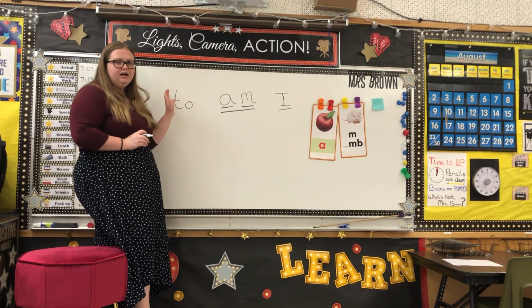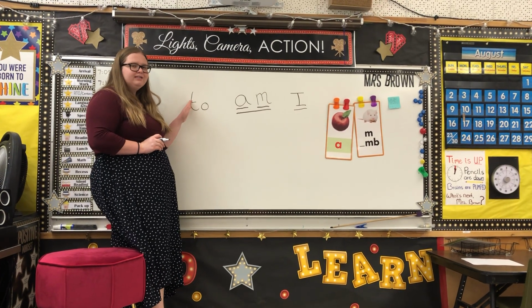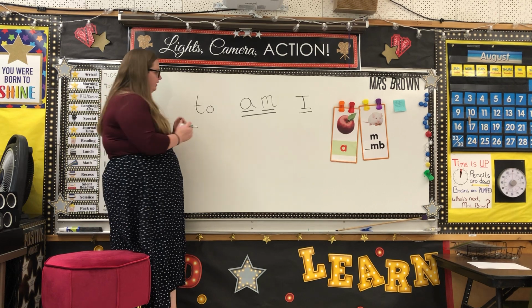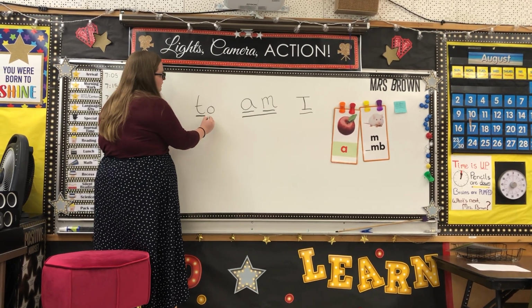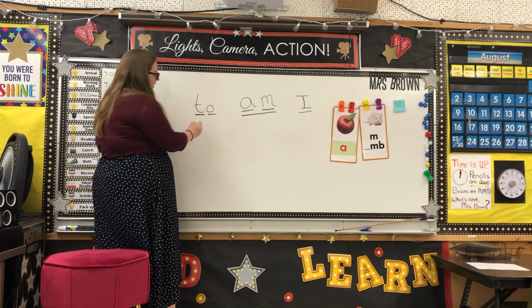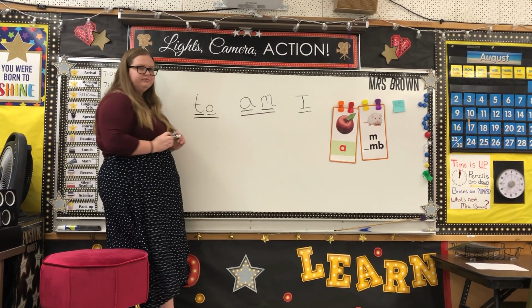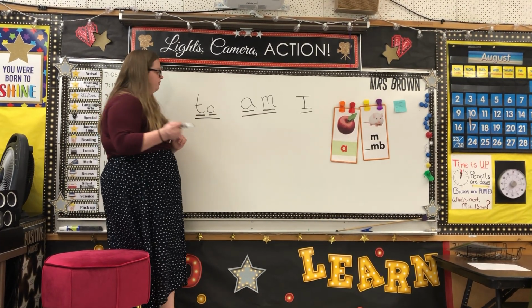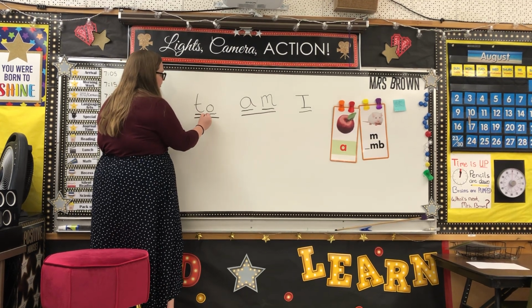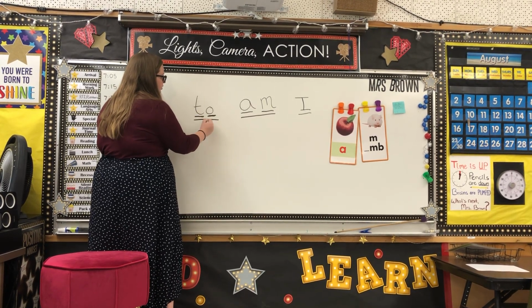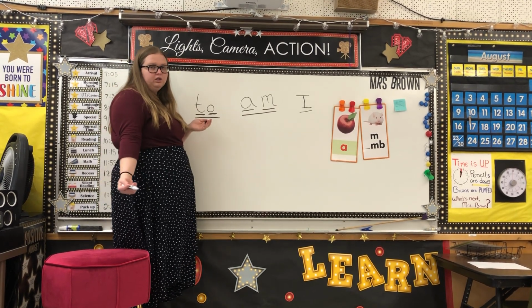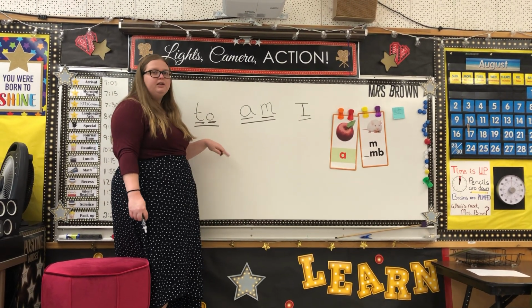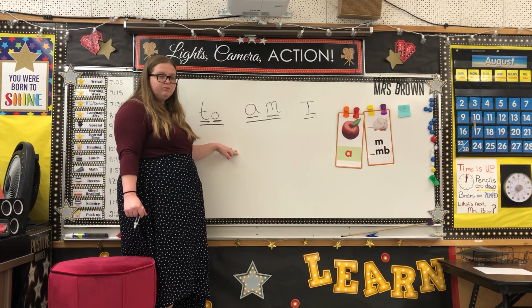Our next word is, now, I wonder if you can figure out this word on your own. Say this sound, say this sound, and then put them together. Now let's do it together. T, oo, two. So that one's kind of tricky. It's one of our sight words, and that's one of the ones we're working on this week.